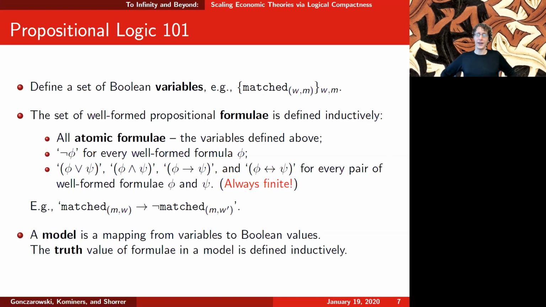A model is a mapping from variables to Boolean values, and we say that the truth value of a formula in a model is defined inductively. It's given in the way you expect. It's like, is this formula true in Boolean logic? Any questions here?